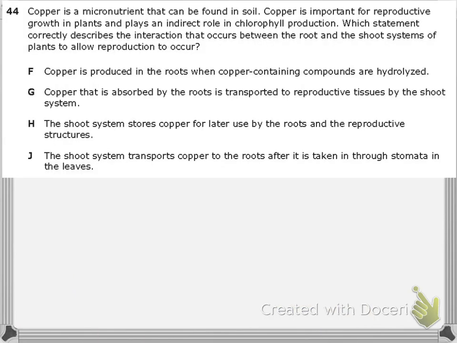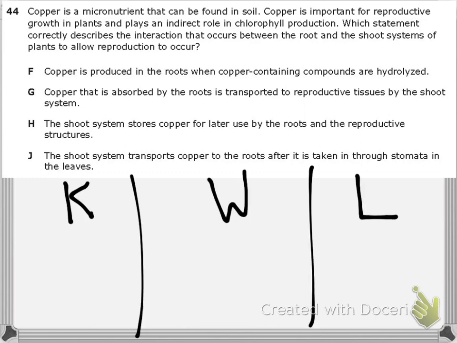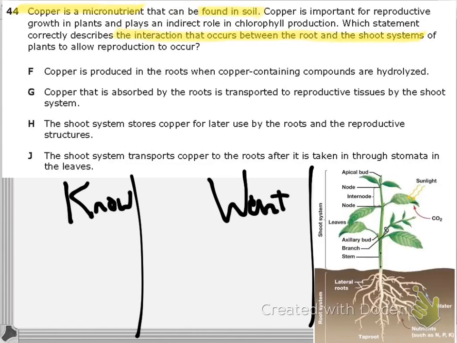So let's start with J. The shoot system transports copper to the roots after it's taken through the stomata. First things first, let's get old school on this and go KWL: what we know, what we want to know, what we learned. Let's get that picture back in from our last slide. Again, J is saying the shoot system transports copper. The shoot system is the one on top, so it's saying it transports copper to the root. It goes from the top to the bottom, when our question just said it's found in soil.